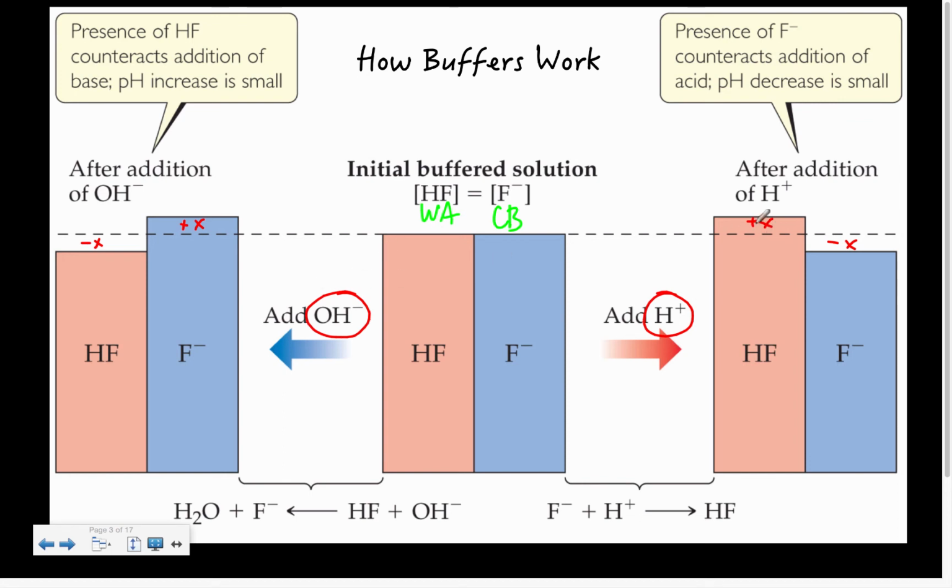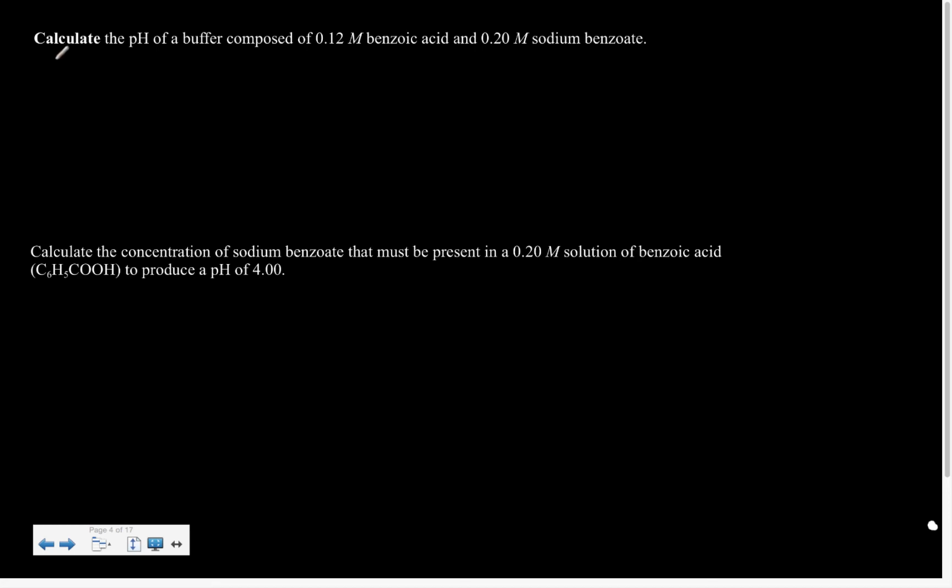So here we have this. Note these are important to take note of, because we're going to use those. All right, so it says to calculate the pH of a buffer composed of 0.12 molar benzoic acid and 0.2 molar sodium benzoate. Even if you weren't really sure what benzoic acid was, which is fine, I know that this is a buffer because the question tells me so. I know that this is a weak acid system.